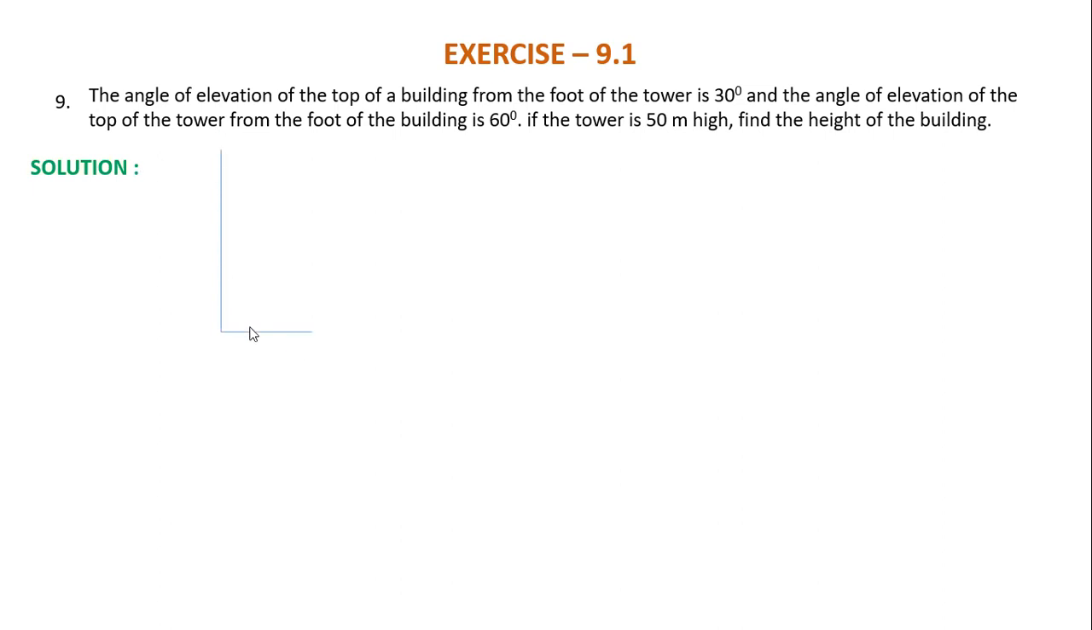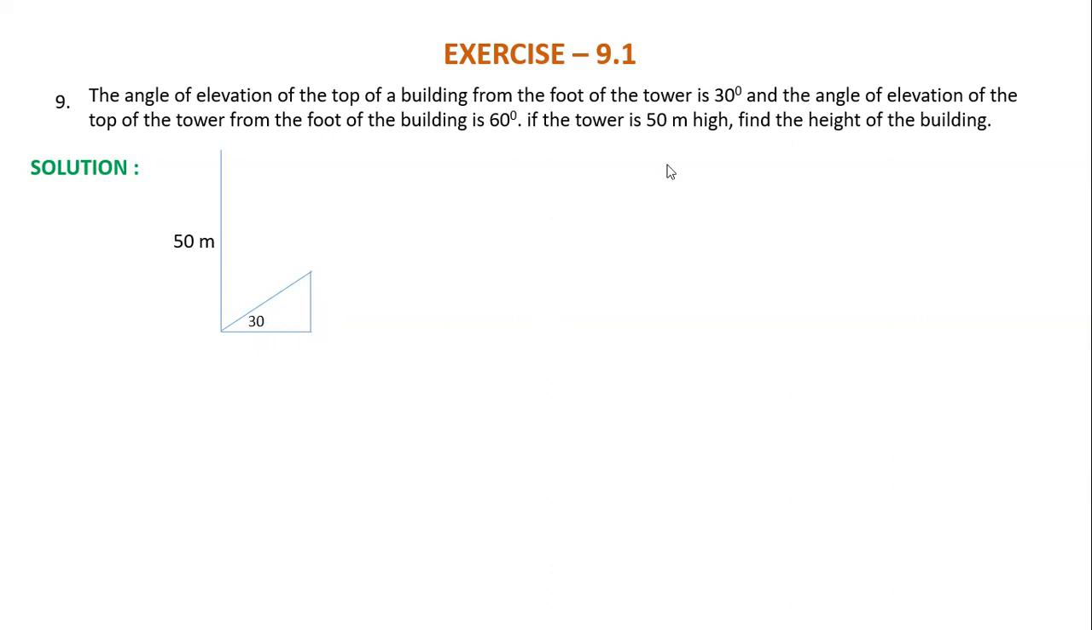This is the tower, and the tower is 50 meters. And there is a building here. See, the first is the angle of elevation of the top of the building. This is the top of the building, this is the foot of the tower, and this is the foot of the building. So from the foot of the tower, the angle of elevation of the top of the building is 30 degrees.